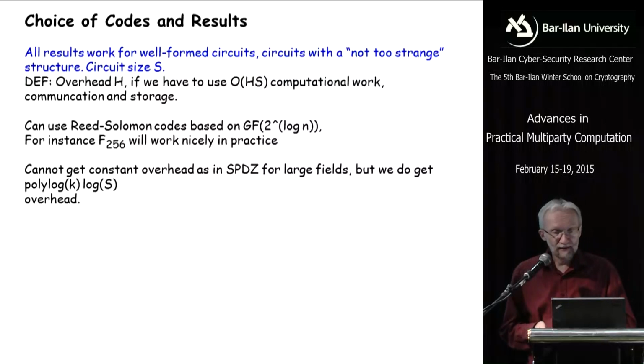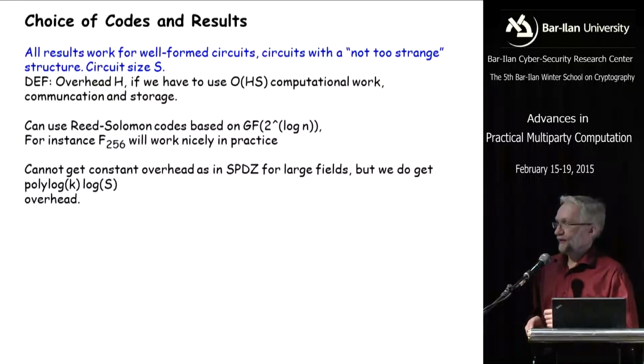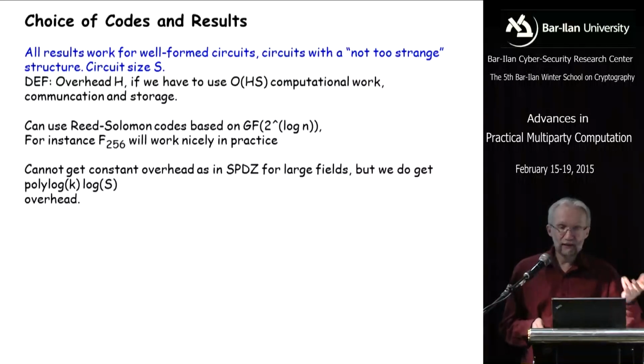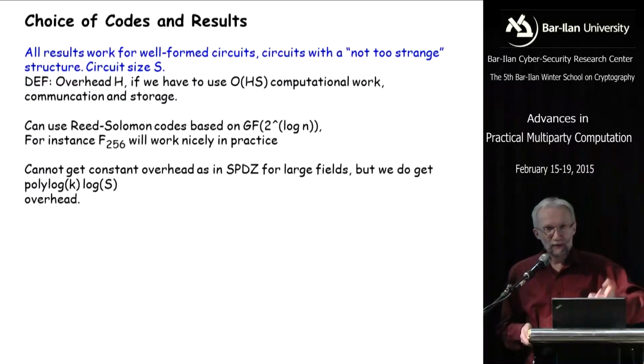It turns out that the overhead will not be constant as it is for large fields, but for any field we get polylog k times log s overhead. Okay? Polylog k because I need to do encoding in Reed-Solomon codes and using fast Fourier transform, and so on. I get this extra factor there.